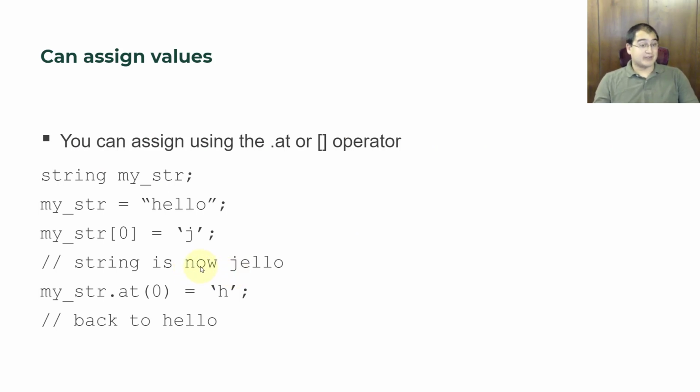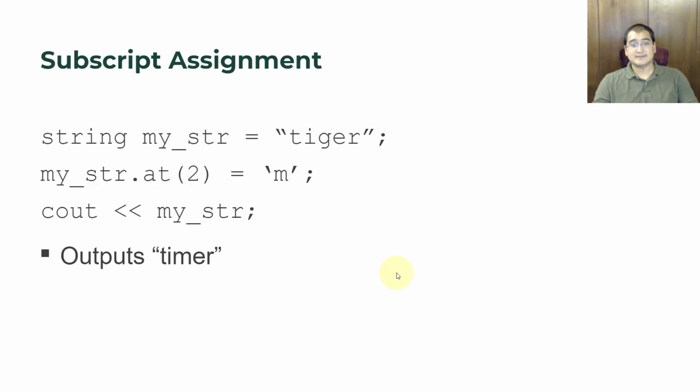The other important thing to note is that when you're accessing an index using square brackets or the at method, you can assign characters into those positions by just using the equal sign. This is saying put a J in the first position of this string, or put an H in the first position of this string. And what this does is change the string to have different characters than it did before.